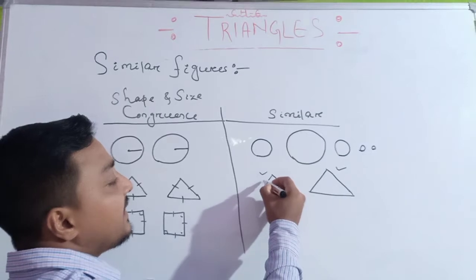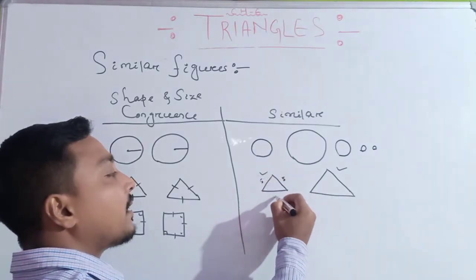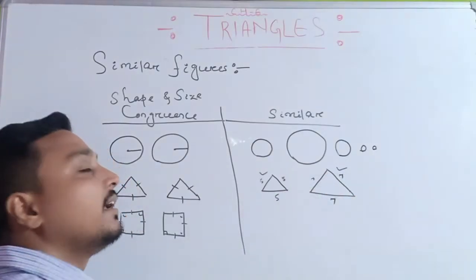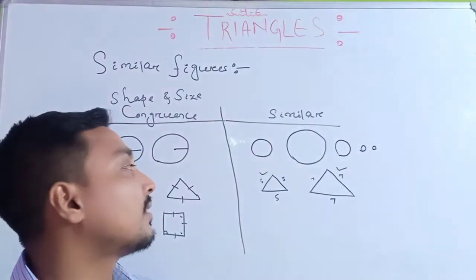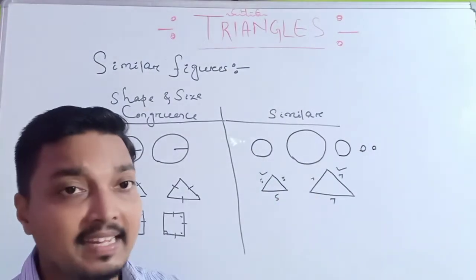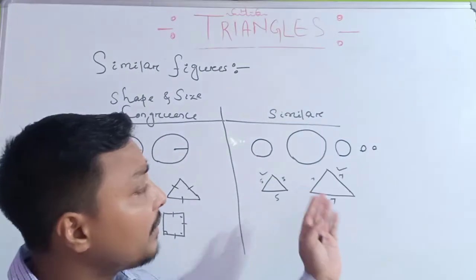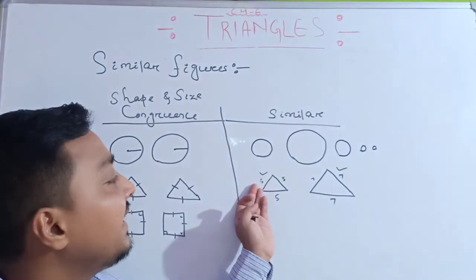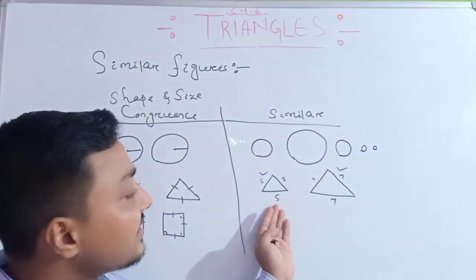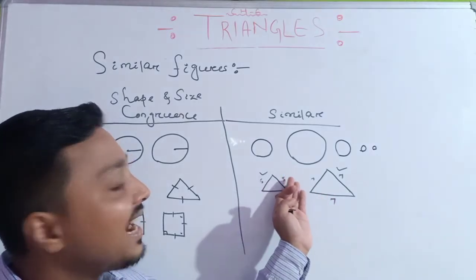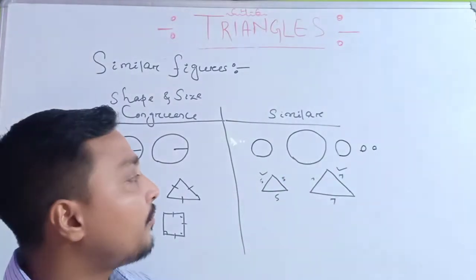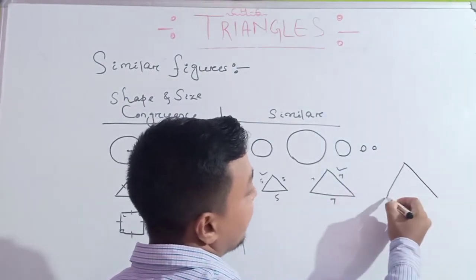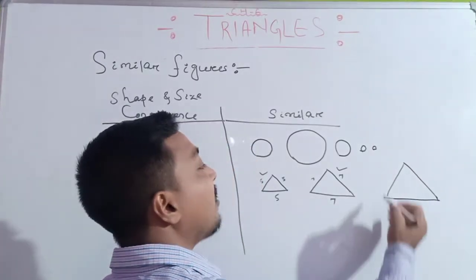But see, here suppose it is 5 centimeter, 5 centimeter, 5 centimeter, and this one is 7 centimeter, 7 centimeter, 7 centimeter. It means one thing is sure, that both of them have the same shape, but they do not have the same size, because each side is different from the corresponding side. So here we can say both figures have the same shape but do not have the same size.